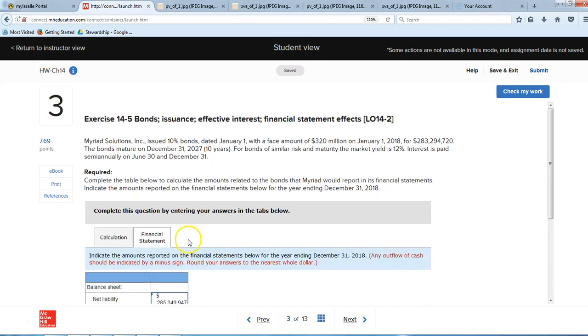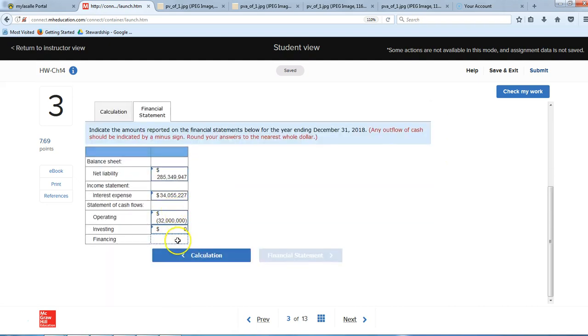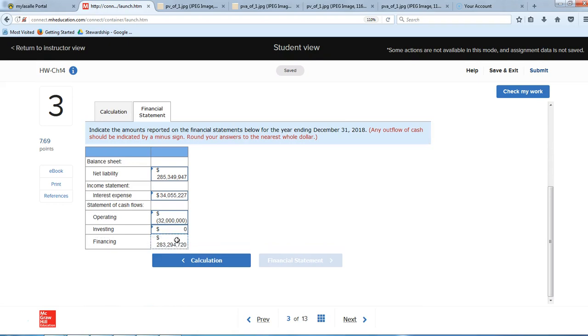So the cash they receive from issuing the bonds, $283,294,720 in 2018, is the financing cash inflow.